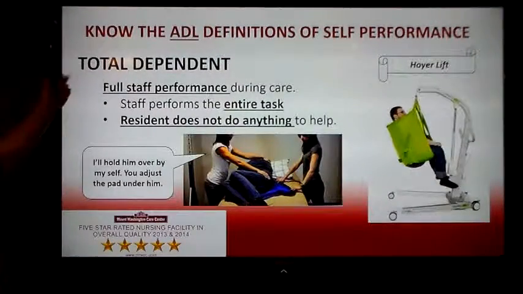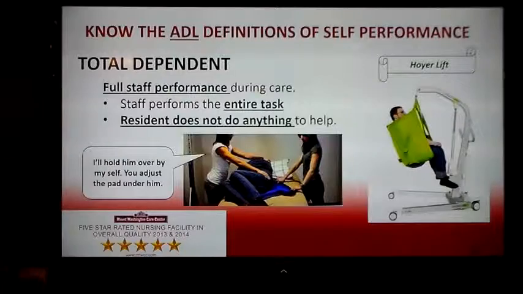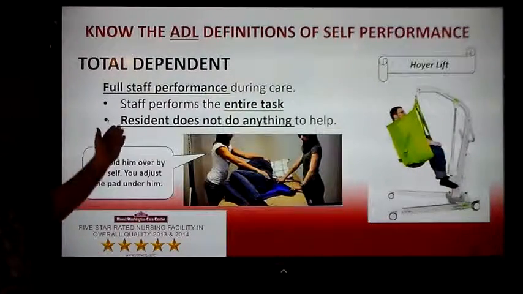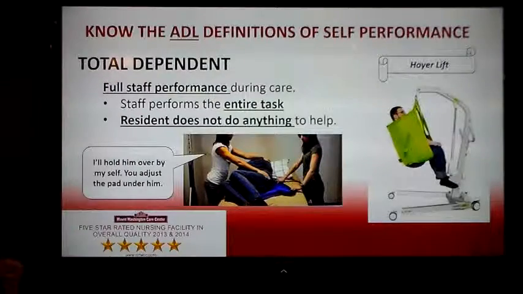Total dependent: full staff performance during care. Staff performs the entire task. The resident does not do anything to help.